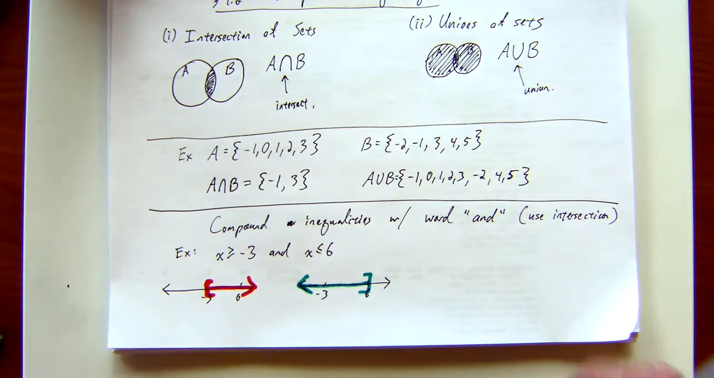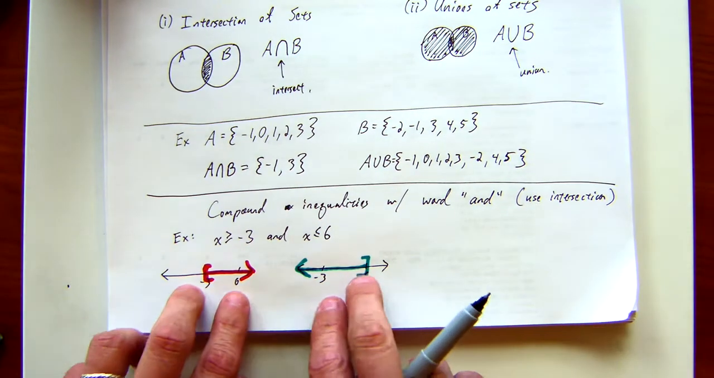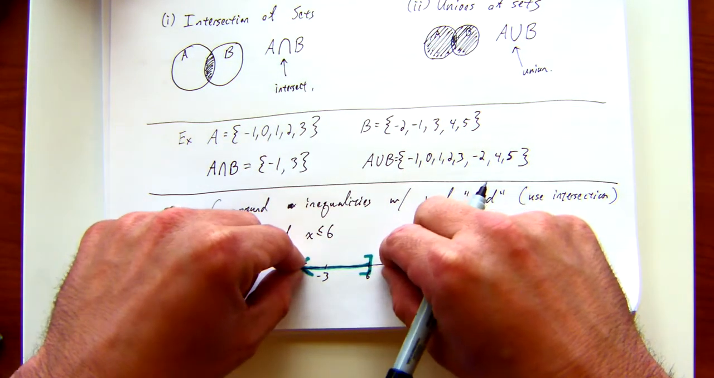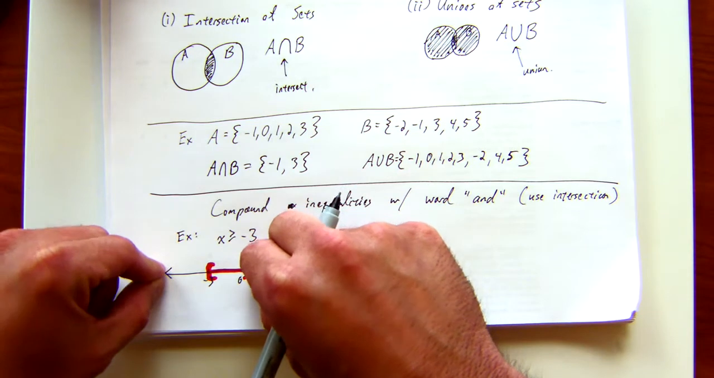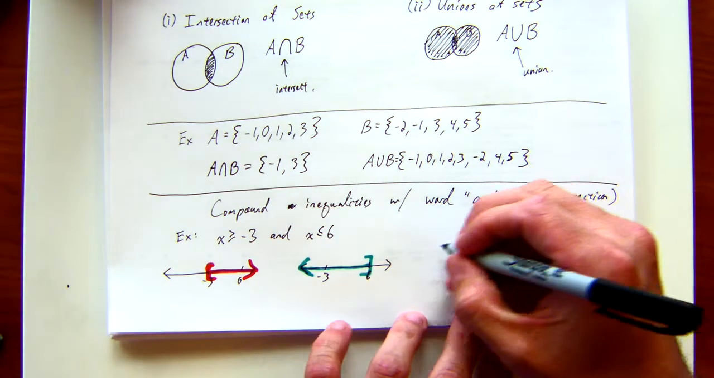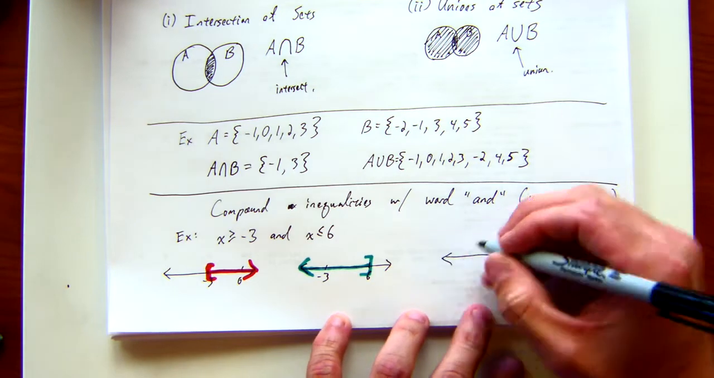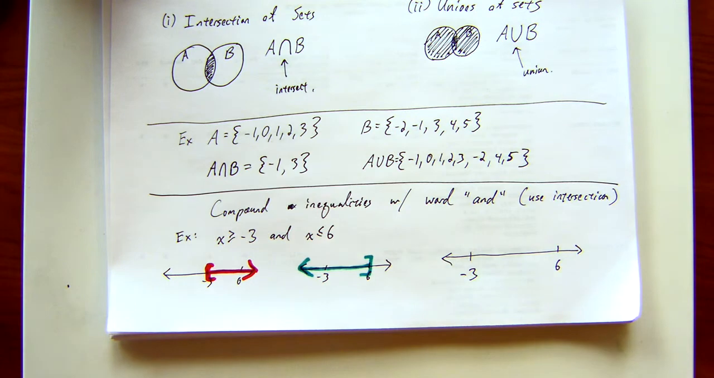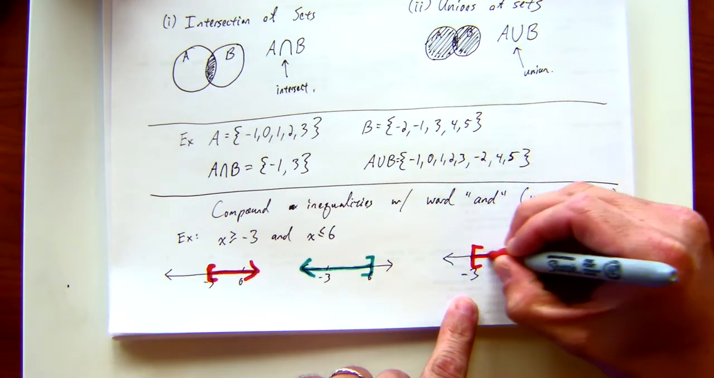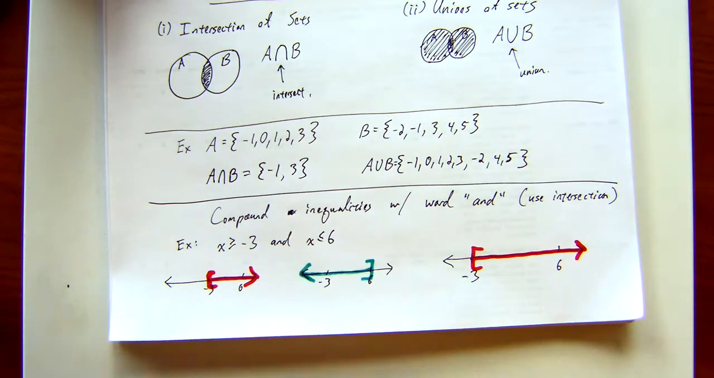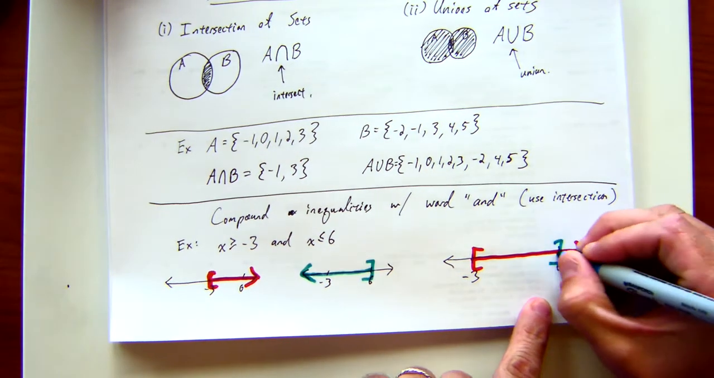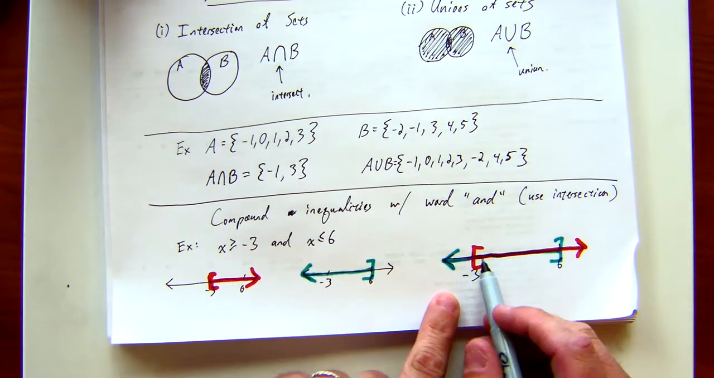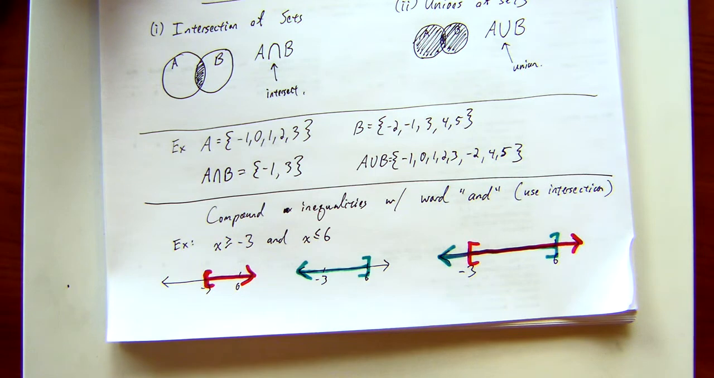The solution to the compound inequality is the intersection of these two. So if we could imagine picking this graph up and putting it on top of this one, where would the two be intersected? So to do that, I'll just draw them again on the same graph, negative 3, 6. So negative 3 all the way over there, 6, and all of this. So then what's the part that's the intersection of these two graphs?